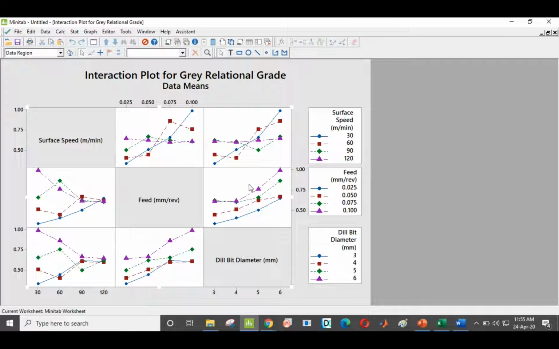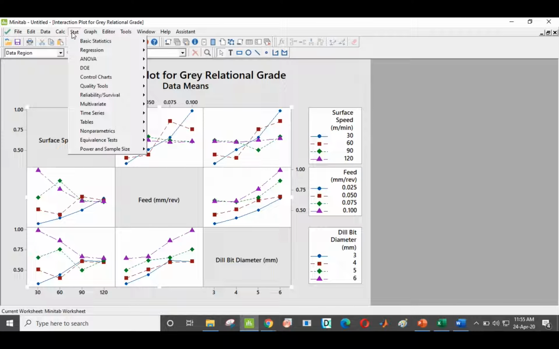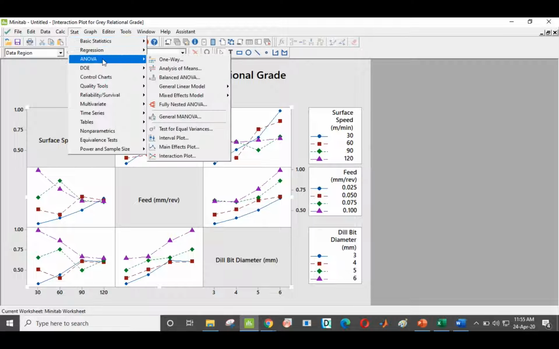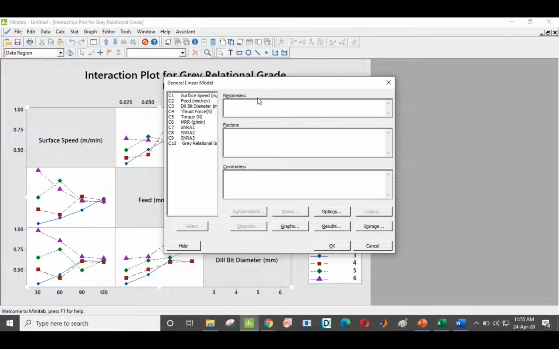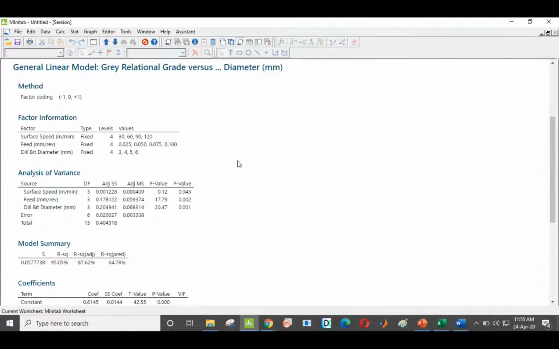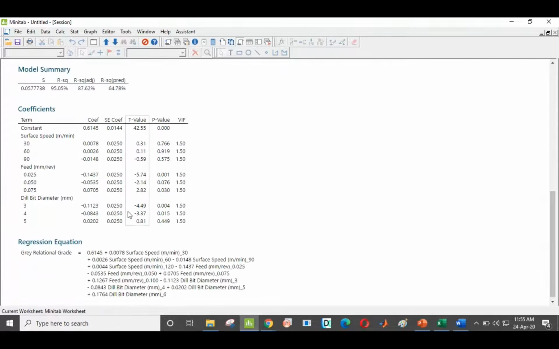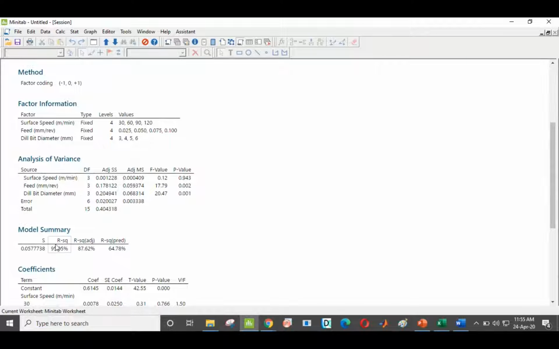So that's what we are going to conclude or interpret here. And now we are going with the ANOVA table, because I am going to determine which contribution is high. So go with ANOVA, general linear model, fit general linear model. The response is grey relational grade, and the factors are my inputs: surface speed, feed, and the drill bit diameter. Then just click OK. Now I have my ANOVA table here, and the summary.